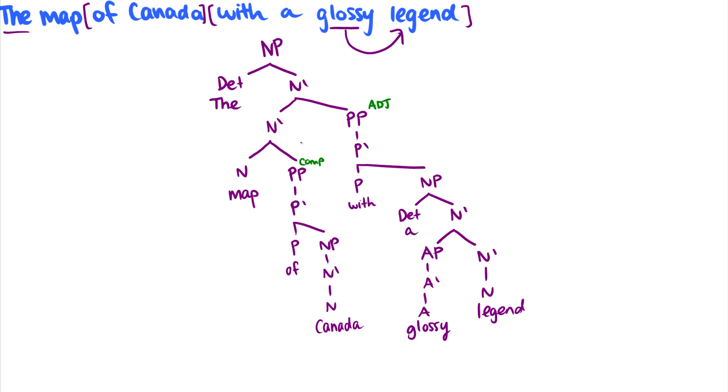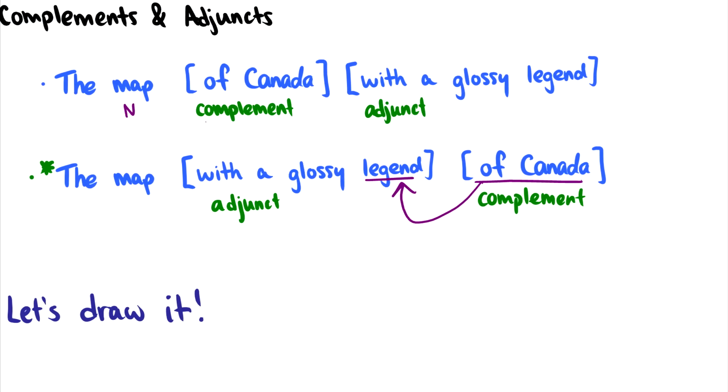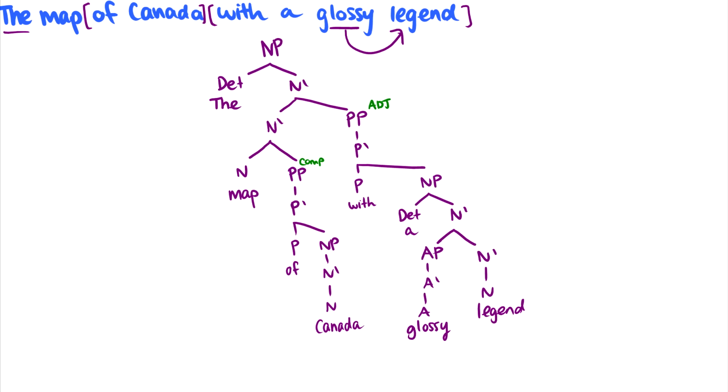Okay? And again, how do we check this? Well, we check the ordering. So complement closer to the head than an adjunct. If you flip them around, the meaning changes, which means that we do have a complement and an adjunct. But if they're both adjuncts, then you can flip the order and the meaning stays the same. Okay. So again, put questions in the comments about the tree if you're a little bit confused.